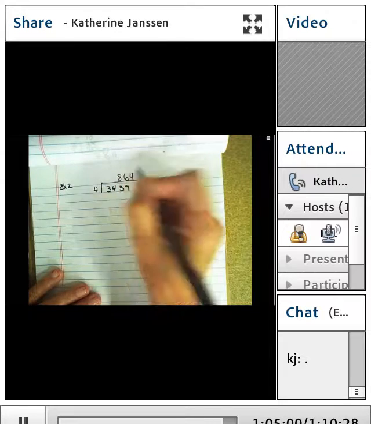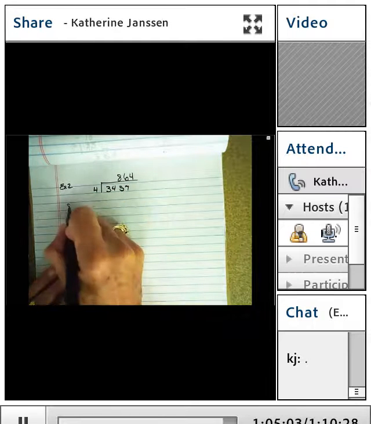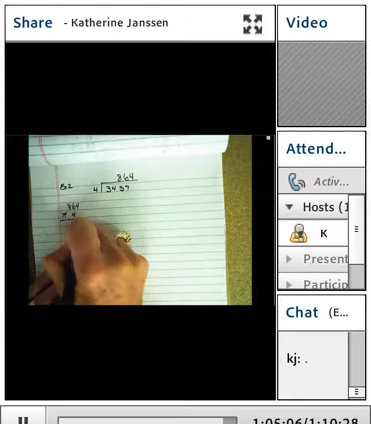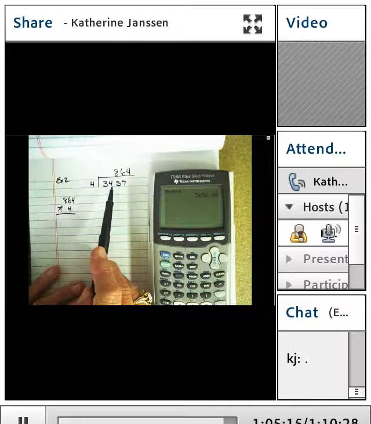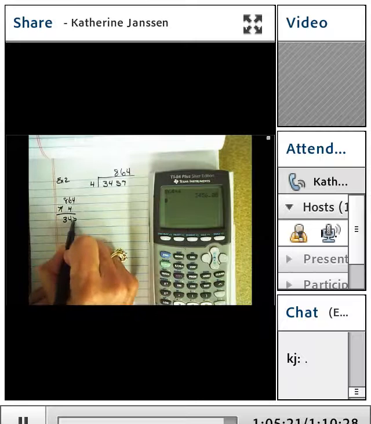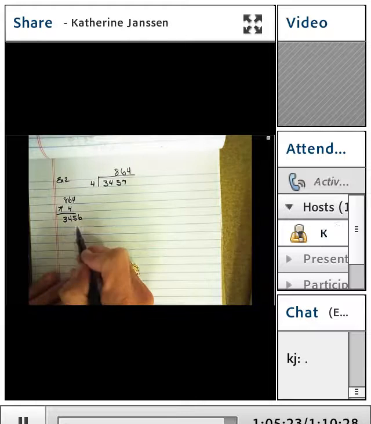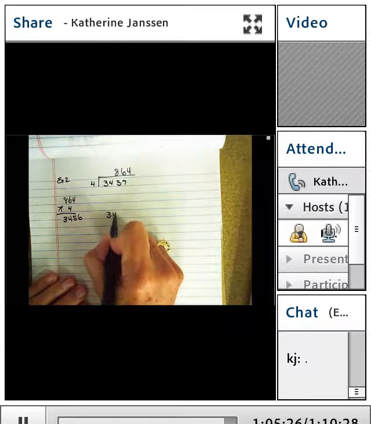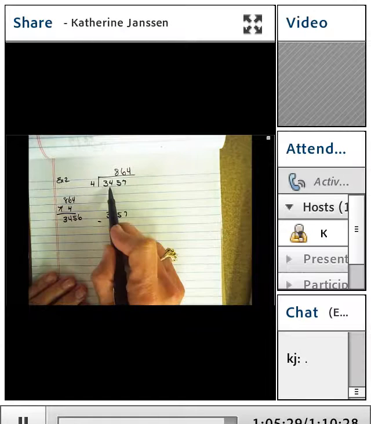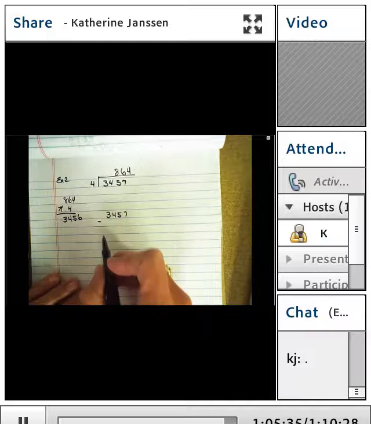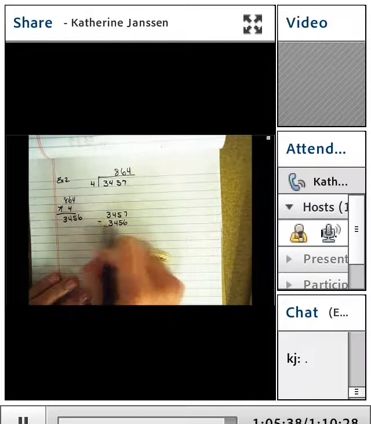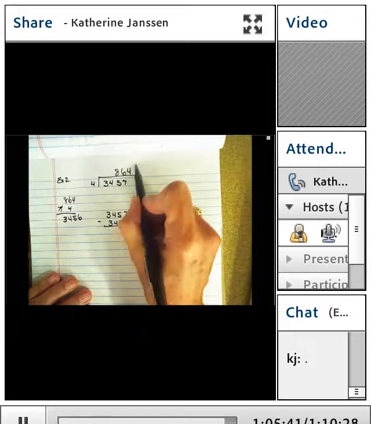I know I have a remainder, but I have 864 as a whole number. Now to check, I have 864 times 4. 864 times 4 should get me pretty close to my 3,457. I actually have 3,456. Now to find the little bit that's left, I'm going to subtract from my dividend what I have so far with my whole number times my divisor. 3,457 minus 3,456, and I have a difference of 1, so I have a remainder of 1.